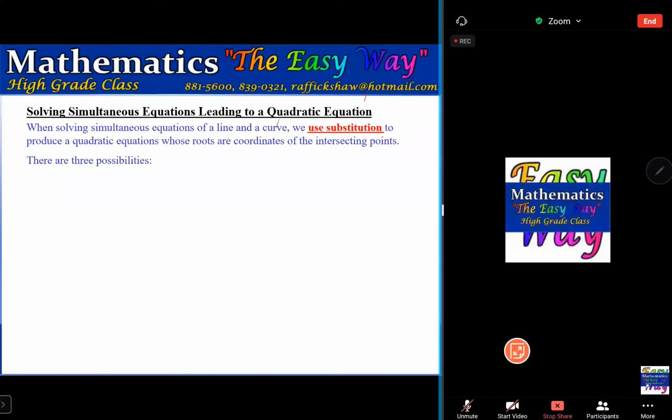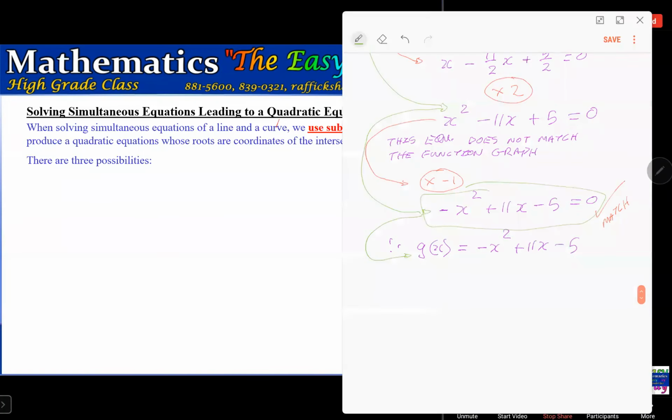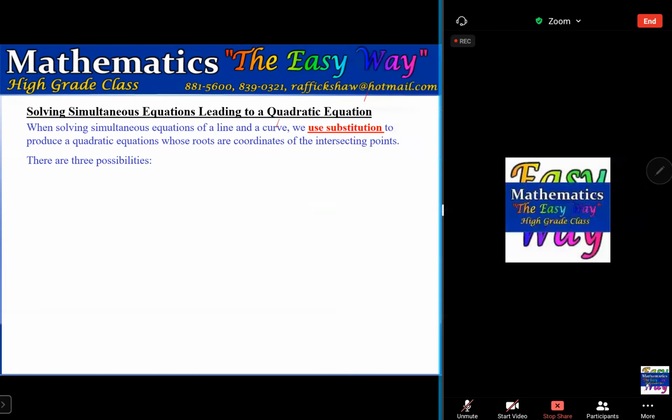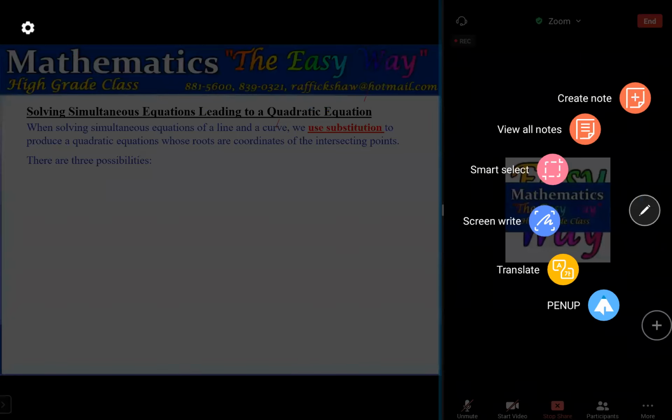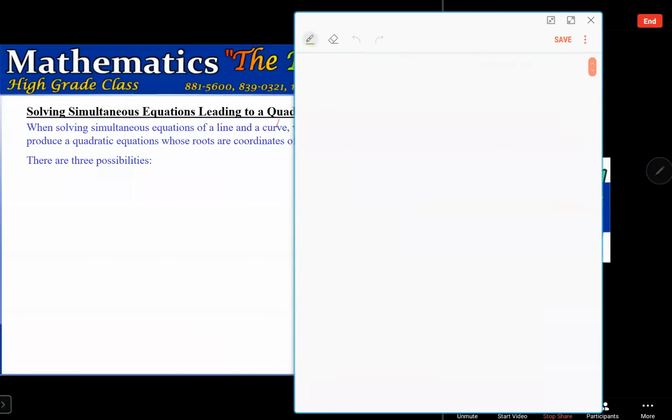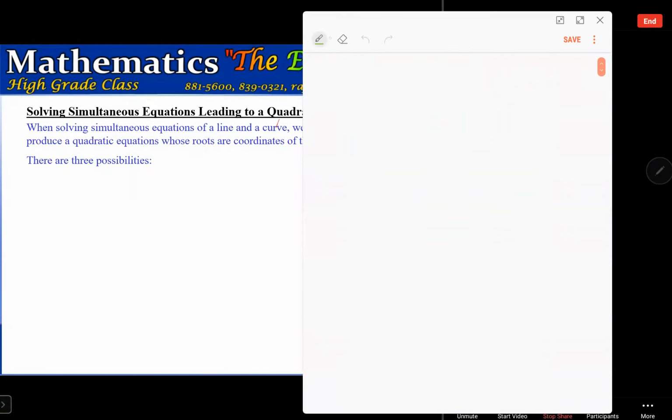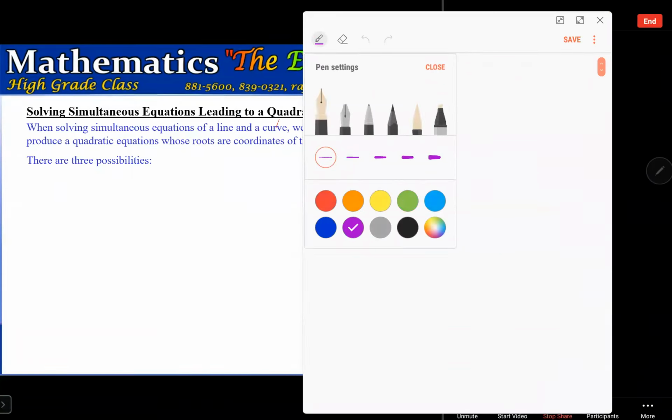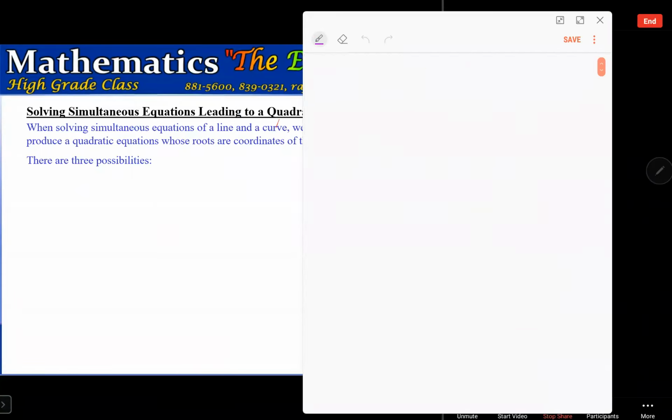So this is solving simultaneous equations that lead to a quadratic equation. That's what we're looking at now. Let me give you a little bit of background so you can understand what I'm talking about. This is simultaneous equations, but it's a type that leads to a quadratic equation. Now, simultaneous equations, in simple terms, is like trying to find the point of intersection of two functions, two graph functions, two functions in a graph. So for example, if I have a y-axis and an x-axis, right?